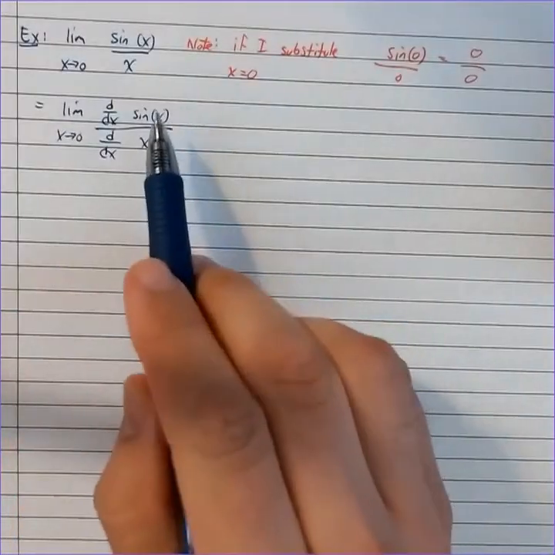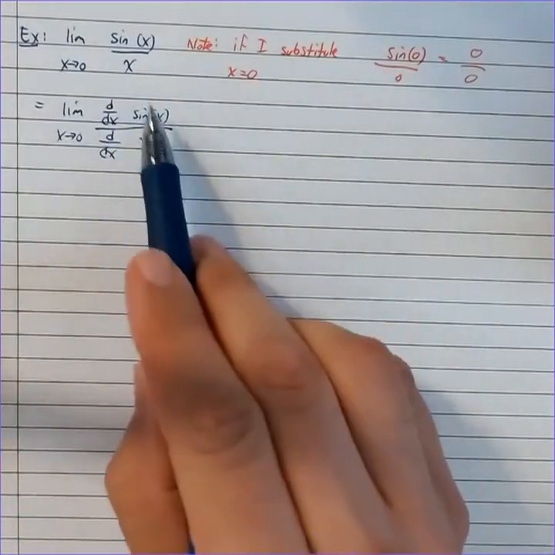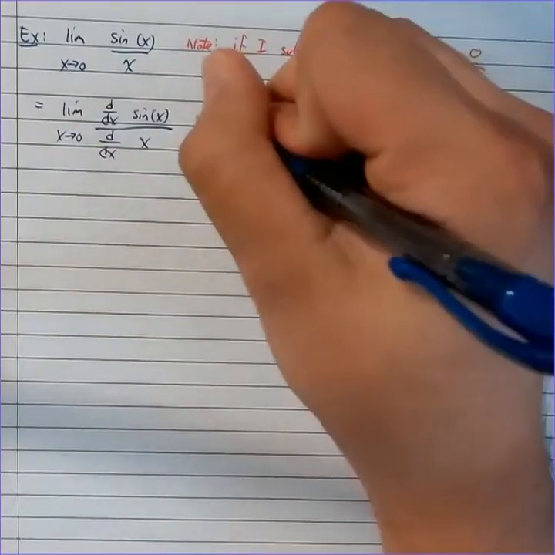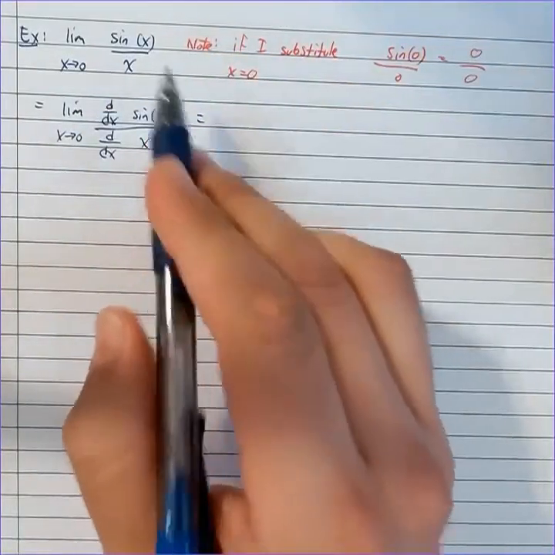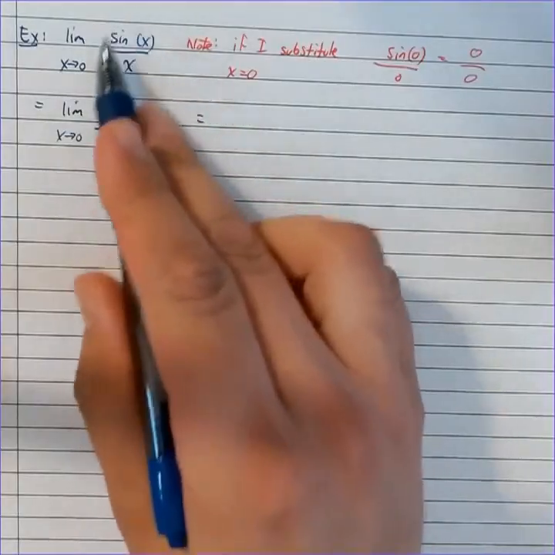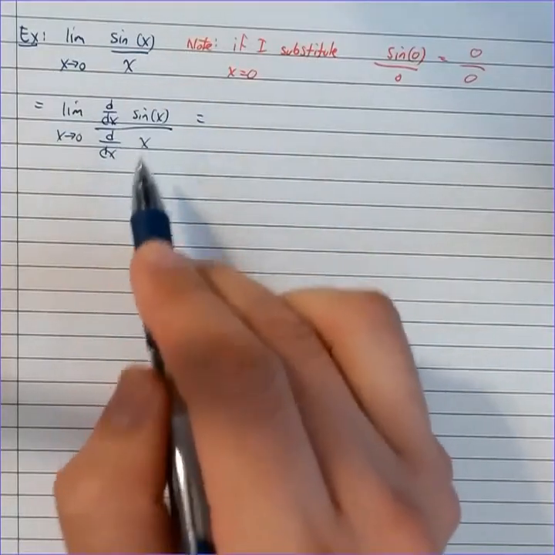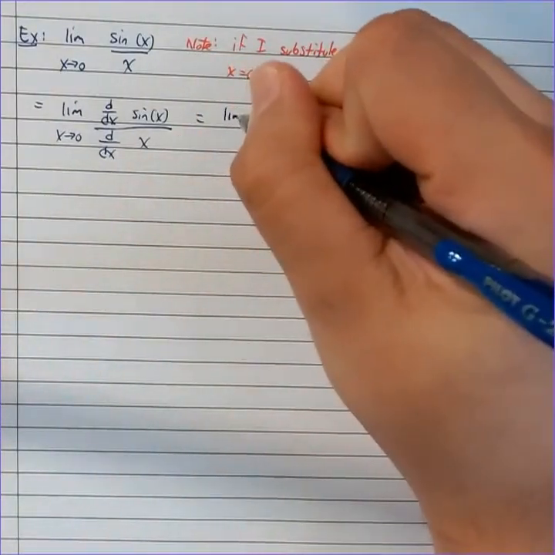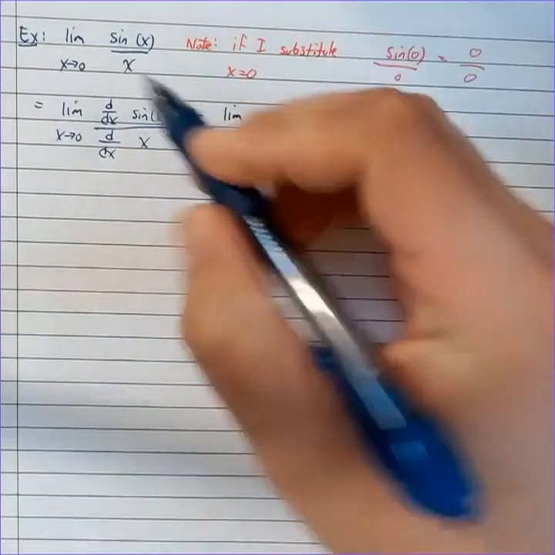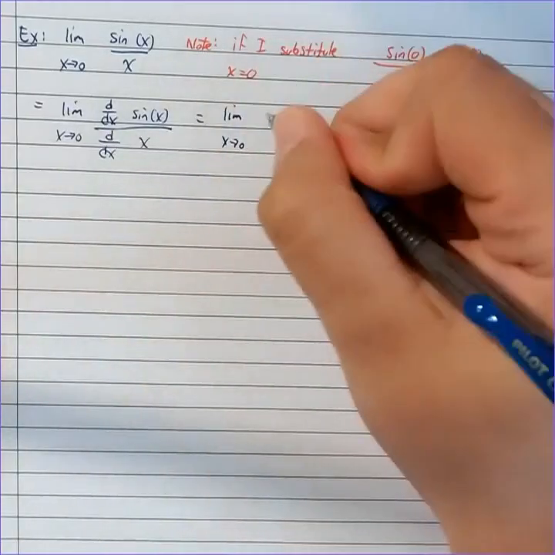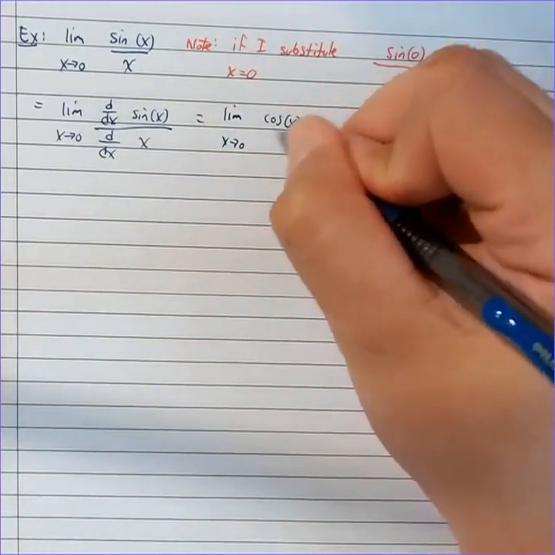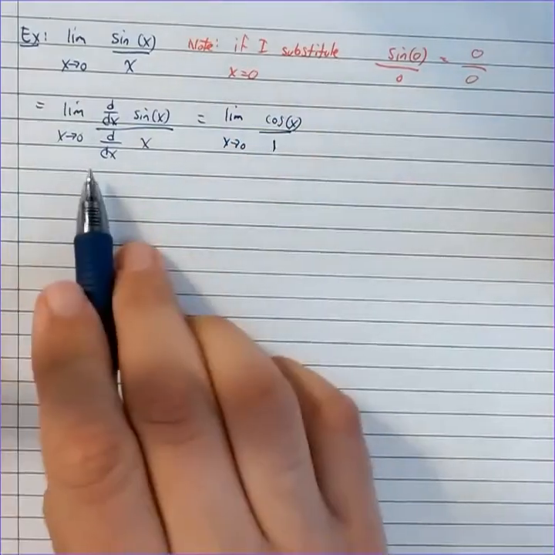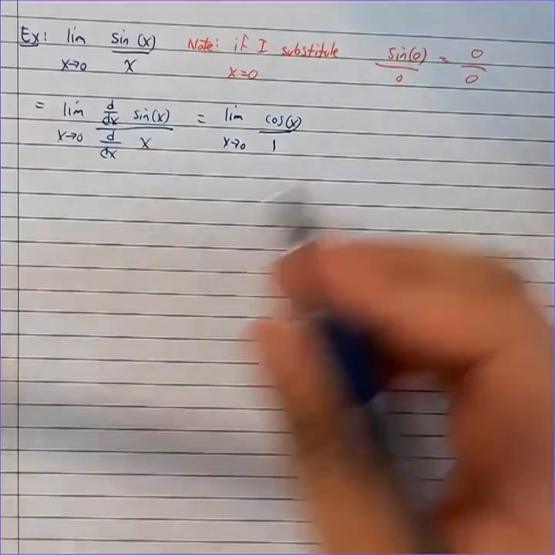Notice I'm not using the quotient rule. I'm not taking the derivative of the whole thing. I'm taking the derivative of the top, separately the derivative of the bottom. That's one mistake people will make. They'll try to use the quotient rule to take the derivative of this. Not the quotient rule. It's the derivative of the top, separately the derivative of the bottom. This is going to equal the limit as x approaches 0. The derivative of the sine of x is the cosine of x. And the derivative with respect to x of x is equal to 1.